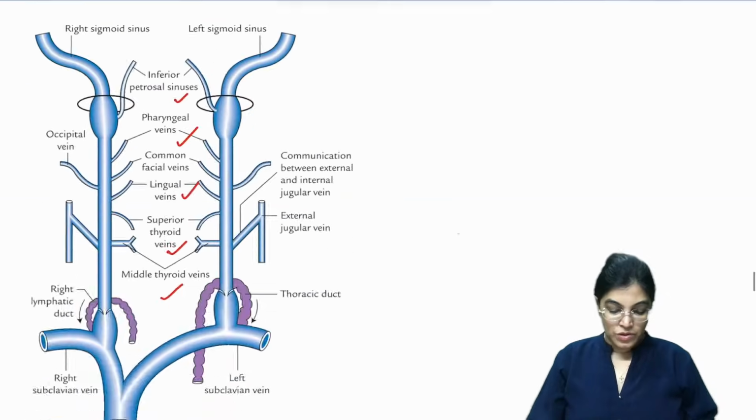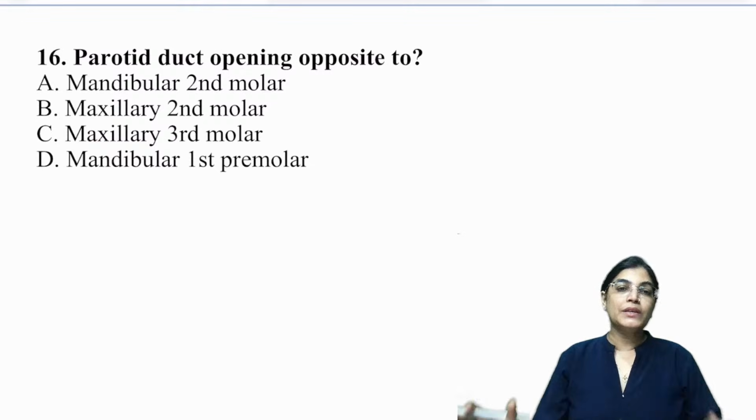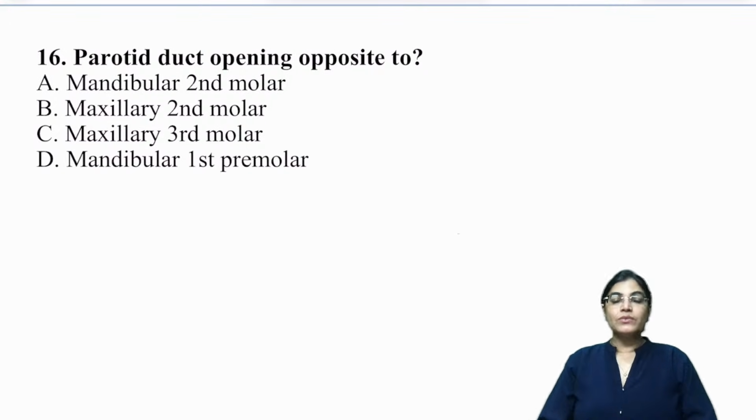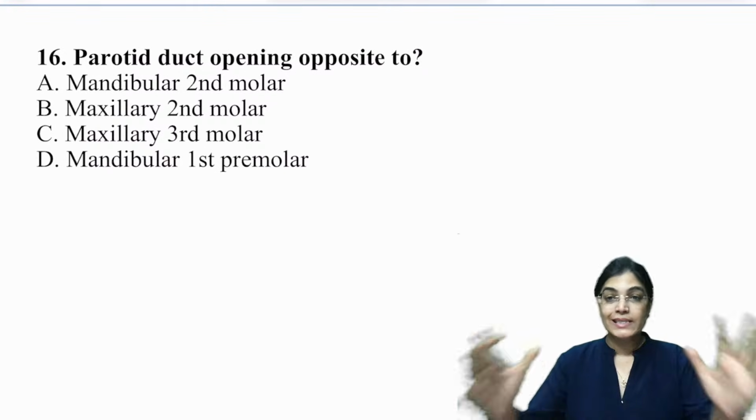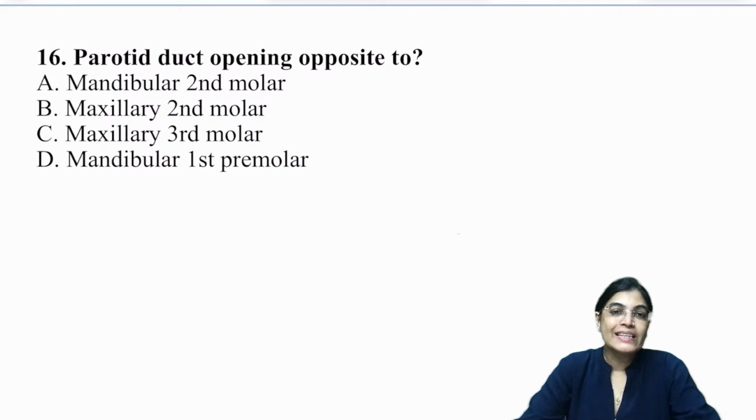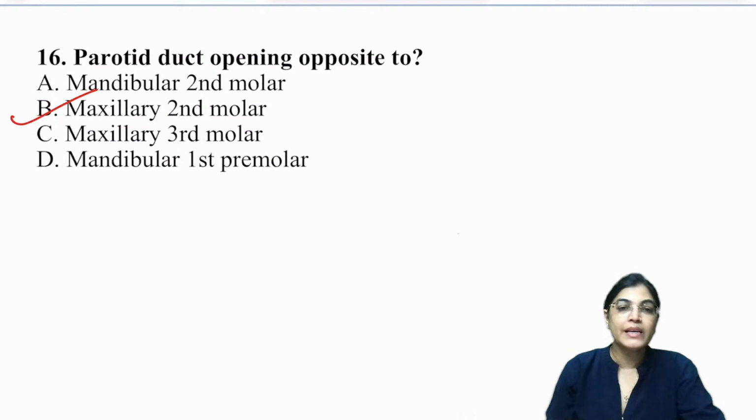Now coming to the next question, question number 16. Parotid duct opens opposite to which of the following structures? Mandibular second molar, maxillary second molar, maxillary third molar, or mandibular first molar? The parotid duct, also called Stensen's duct, traverses from the anterior border of the parotid gland, and it will open in relation to the maxillary second molar tooth. So question number 16, where will it open? It will open at the maxillary upper molar tooth.